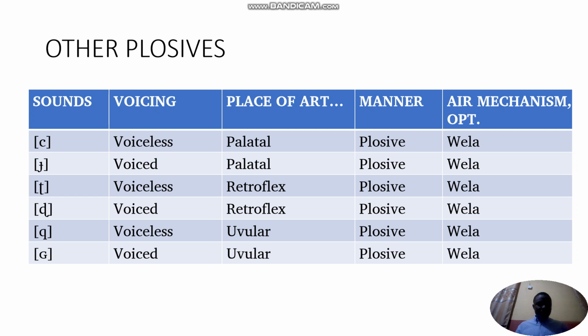How about the voiceless retroflex plosive? Ta, ta. The voiced counterpart, da, da. Then the uvular, ka, ka, and the voiced ga, ga. So I run through it from the start again: ka, ka, ga, ga, ta, ta, ka, ka, ga, ga.